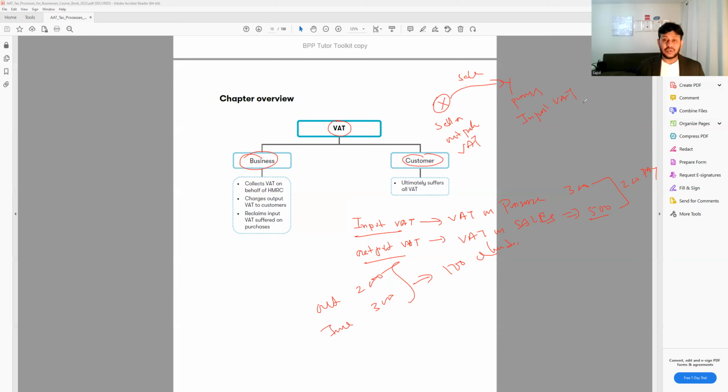Very, very important to remember this basic thing. What is input or output? So when I buy something, if I pay the VAT, it's input VAT. When I sell something, if I charge the VAT to the customer, it is the output VAT.